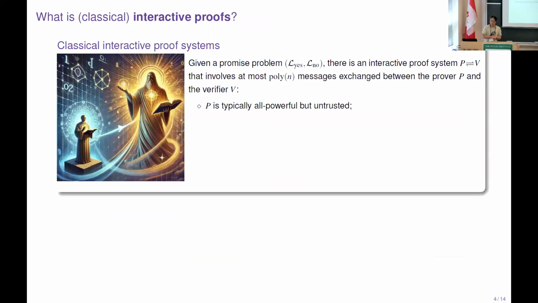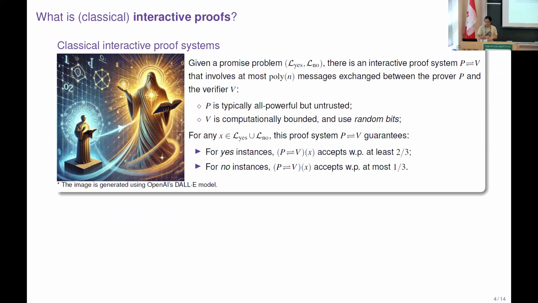Now I move to explain what an interactive proof is. I guess it's very standard for most people here. Particularly for coherence, we talk about a promise problem, and then there's a proof system. There's a prover, which is all-powerful and untrusted, and the verifier is usually bounded in power and can use randomness. There will be messages exchanged between the prover and the verifier. The whole proof system should accept yes instances with high probability, and accept no instances with only small probability.